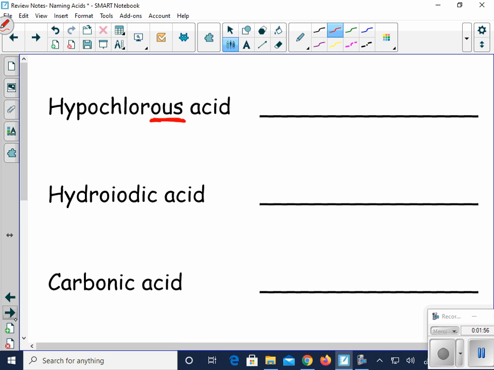Now I look at this hypochlorous. I have an OUS ending, so what acid rule am I going to be using? Kira? Acid rule number 2. And Kira, read to me what acid rule number 2 states. Okay, so OUS here, okay? When it ends in OUS, I relate that with the ending of ITE, correct? So I am looking right here for hypochlorite.